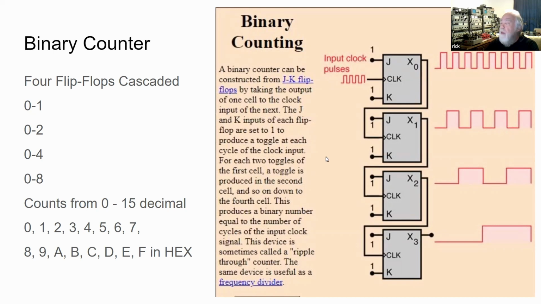If you were working on computers in the old days, you might only have 8 values to your count using 3 of these flip-flops, and those were octal numbers, 0 through 7.